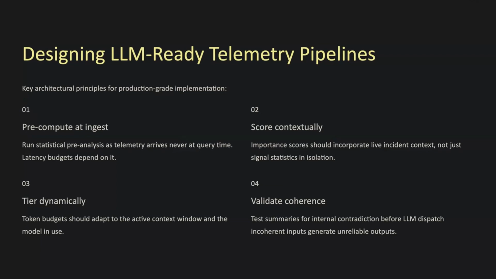Second, score contextually. Importance score, like I mentioned before, is not generated in isolation. It is done in the context of the current incident. Third, tier dynamically. This token budget need not be fixed. It definitely depends on the context window available to you and the nature of the model that you're using. And fourth, validate coherence. Before passing this digest to the LLM, I was able to ensure that this input is inherently coherent because only when the input is coherent, the output from the LLM is going to be reliable.